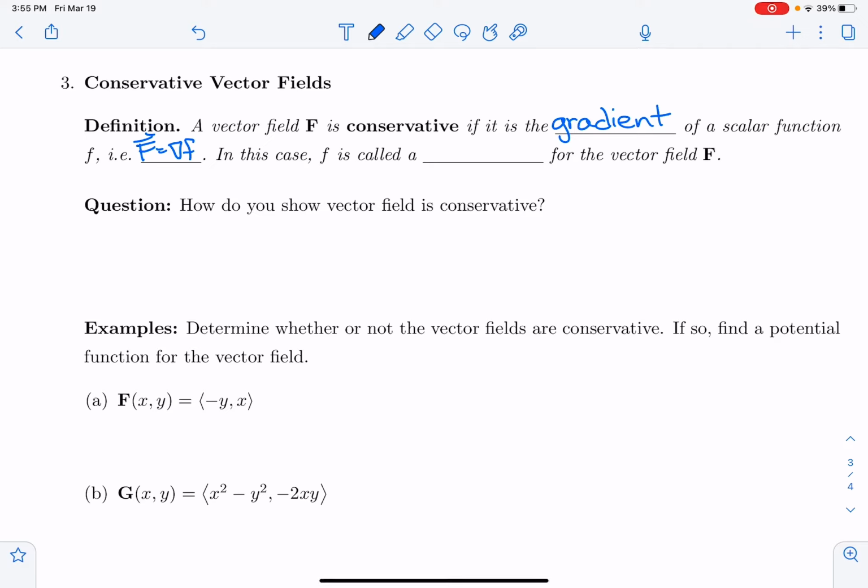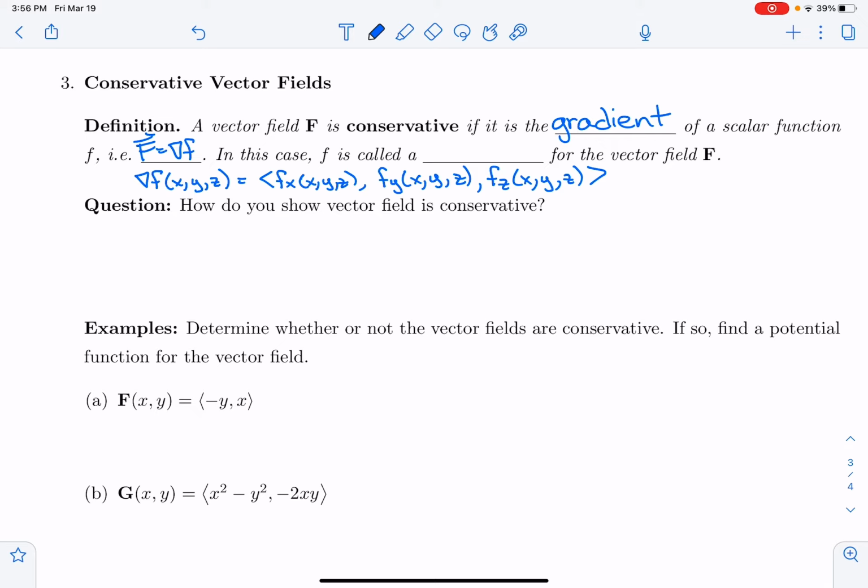So the gradient is a vector field because the gradient of f, say at x, y, and z, is going to be a vector, which is the derivative of f with respect to x at x, y, and z, the derivative with respect to y at x, y, and z, and then the derivative with respect to z at x, y, and z. So at every point, x, y, and z, we have a vector associated with that point. That gives us a vector field.